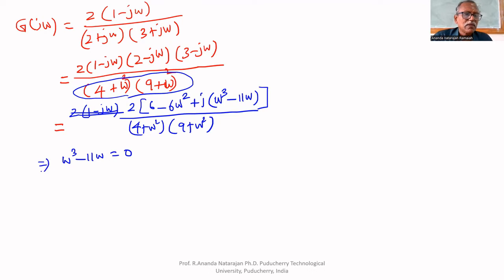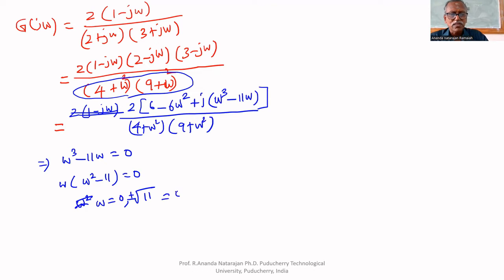To find the point of intersection with the real axis, omega multiplied by omega square minus 11 equals 0. Therefore omega equals 0, plus or minus square root of 11, that is 0 and 3.3. When omega equals 3.3, it crosses the real axis.